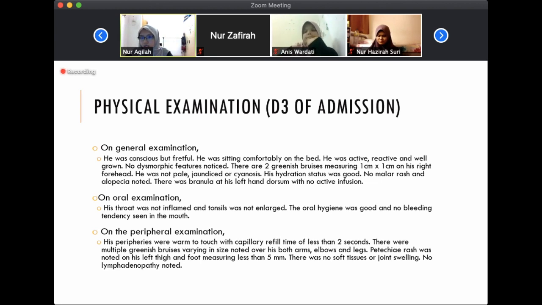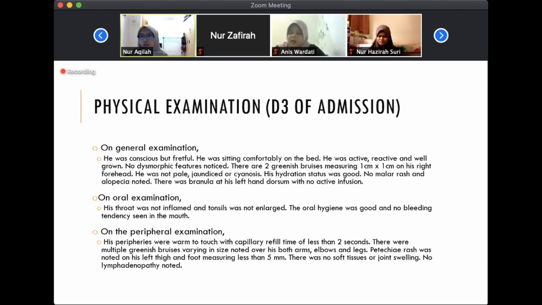He was not pale, jaundiced, or cyanosed. His hydration status was good, and there was no malar rash and alopecia noted. There was a branula at his left hand dorsum with no active infusion. On oral examination, his throat was not inflamed and tonsils were not enlarged. The oral hygiene was good and no bleeding tendency seen in the mouth.